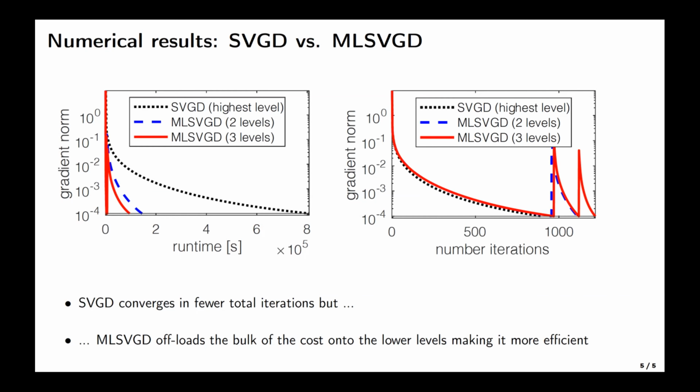SVGD converges in fewer total iterations, multi-level SVGD, which is shown in blue and red, is able to offload the bulk of the cost onto the lower levels, which makes it more efficient overall. And actually, by looking at this plot on the left, it leads to an order of magnitude speedup. So thanks for listening, and I hope you found it interesting.